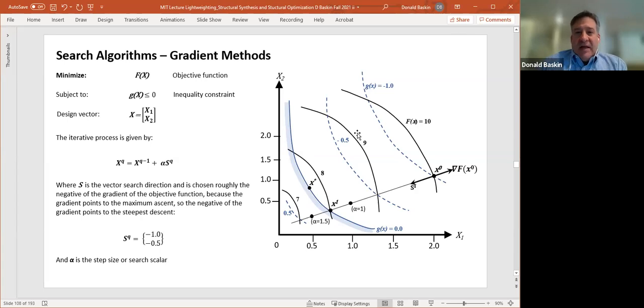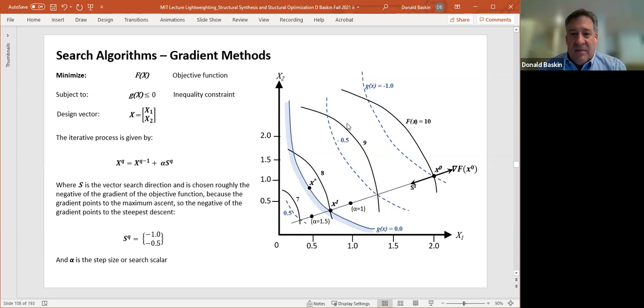So we're going to talk about the gradient method now, and I'm going to show you a formal mathematical way of how the gradient method works. Suppose you had the following problem. You had the function f of x that you wanted to minimize, subject to the constraint that g of x has to be less than or equal to 0. On the right here, we've got a graph of the design space of x2 and x1, with the f of x function plotted in black and the g of x constraint plotted in blue. The design vector, the location in the design space, is defined by this x here.